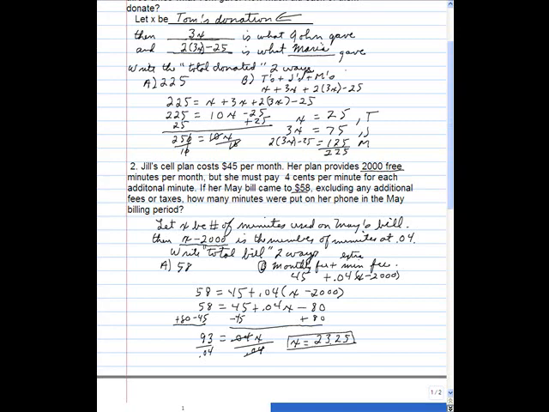Okay, we're back again. Here's how I worked it. I first distributed my 0.04 to get 0.04x minus 80. Then I wanted to get my x terms on one side, non-x to the other, so I moved the 45 by subtracting 45, and I moved the 80 by adding 80.